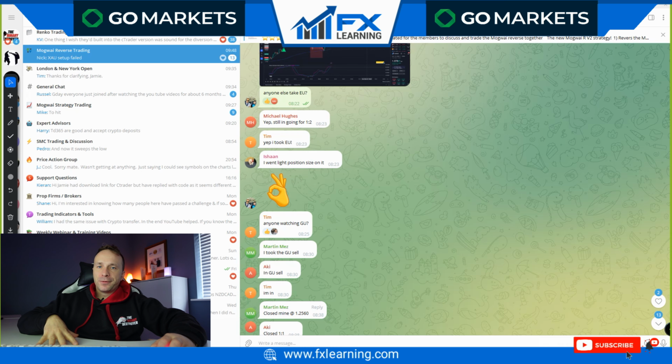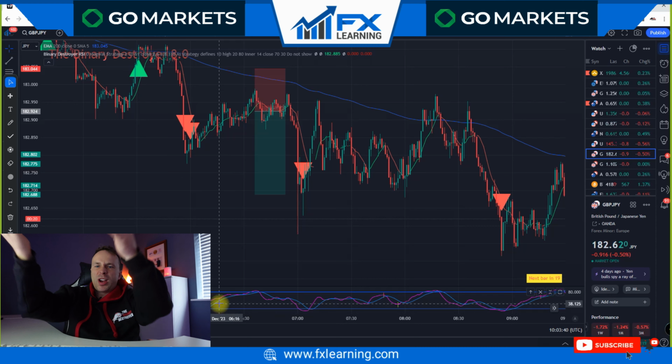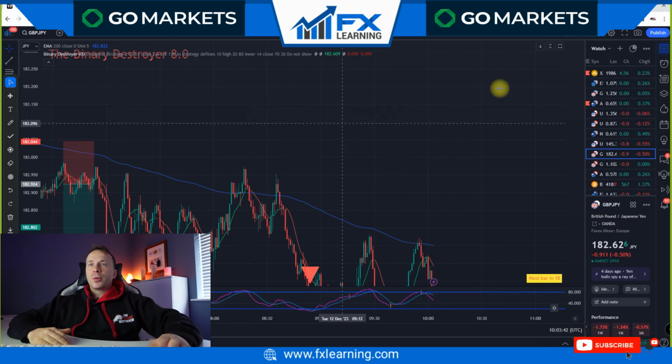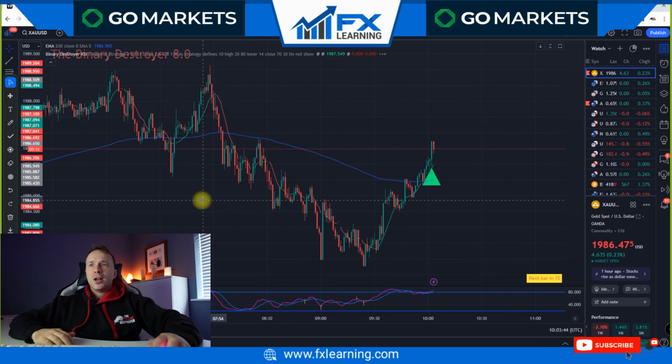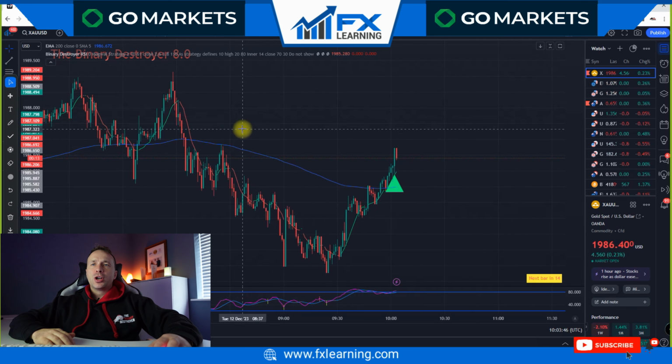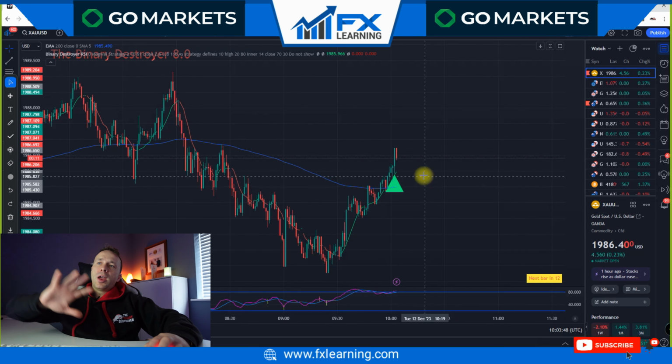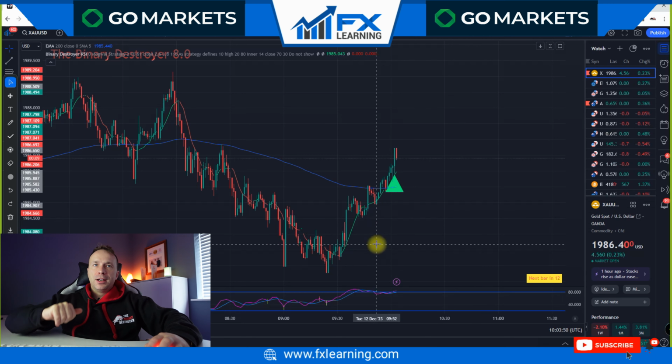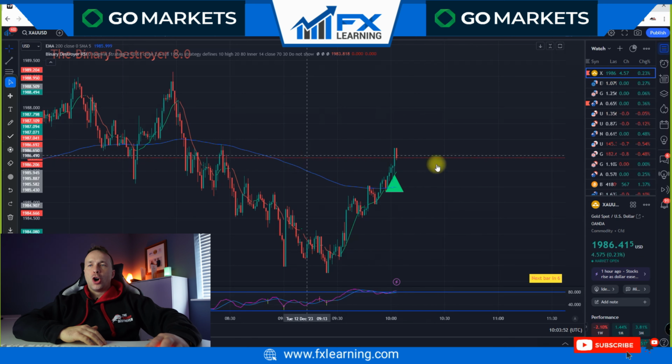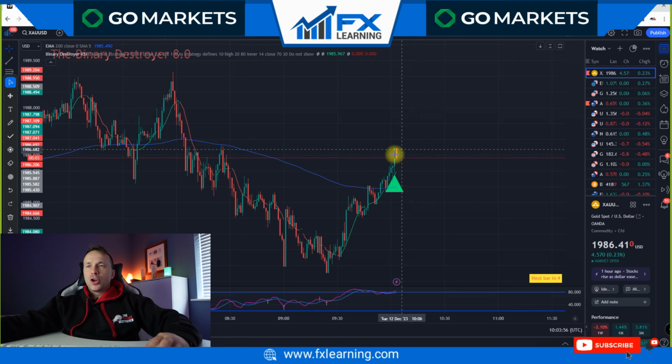I am going to be looking for another trade just to kind of take a trade for you. So what I'm going to do is go through all the currency pairs. What I'm looking for is a first pullback when we've gone either above or below the EMA. So on gold at the minute, we've just gone above the EMA, which is great. So I might be looking for potential buys soon.